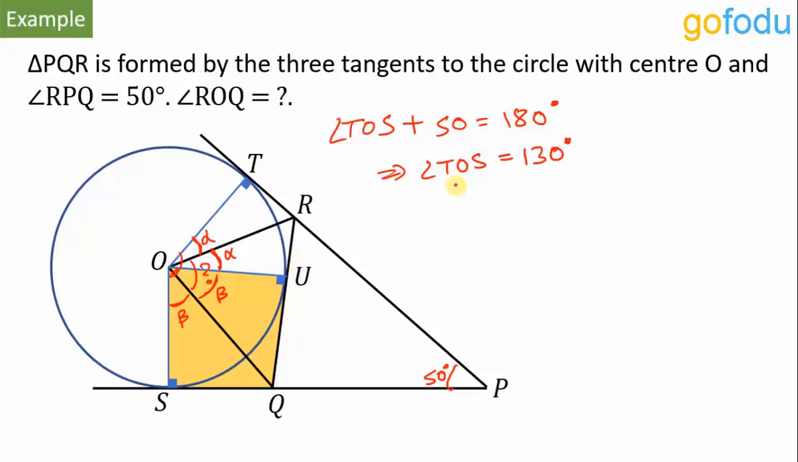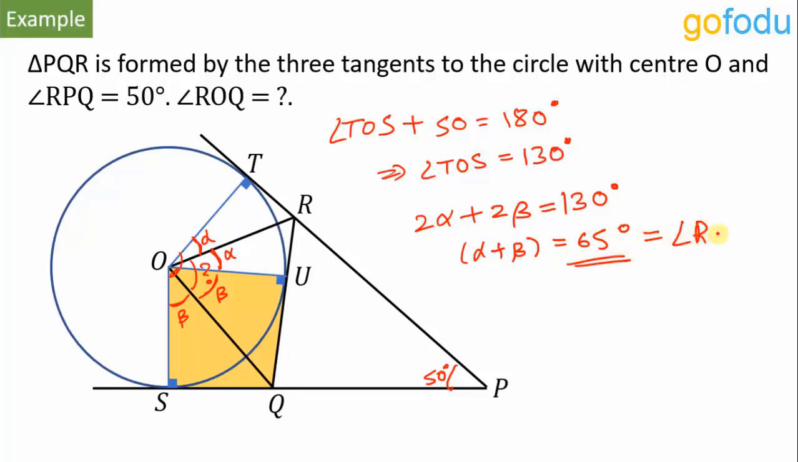Now we have angle TOS as 2 times alpha plus 2 times beta, which is equal to 130 degrees. We have to find angle ROQ. ROQ is what? Alpha plus beta. From here we get alpha plus beta as 65 degrees. This is our answer. So this is an interesting figure with 3 kites into play.